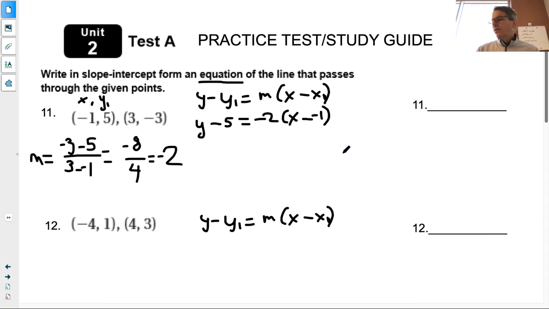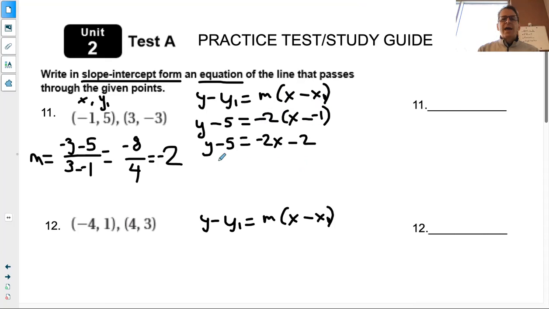Okay, from here on out, we're going to go right into solving into slope-intercept form because we need to get it into slope-intercept form. So the first step is this distributive property. y minus 5 equals -2x. And this is subtracting a negative, so this is a +1, but we're multiplying by a -2, so that's going to be a -2. -2 times a +1 is a -2.